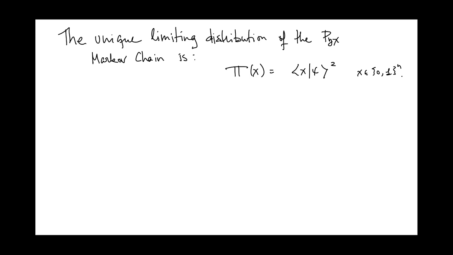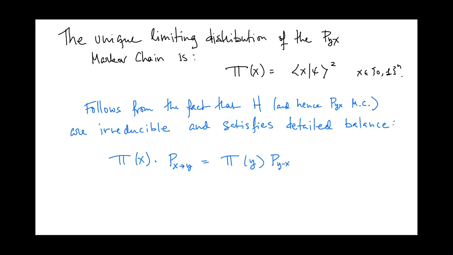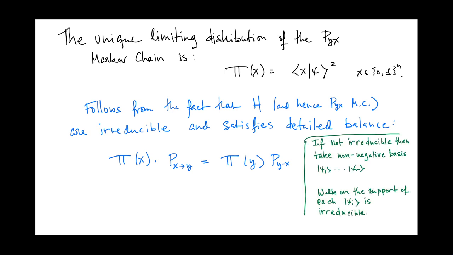Okay, so it turns out that the unique limiting distribution of this Markov chain is the amplitude squared. And this just follows from the fact that we started by assuming that H is irreducible, and it's not too hard to check that it actually satisfies detailed balance. So the probability of moving in one direction along an edge is the same as going backwards. And if it's not irreducible, then we can take our non-negative basis, and the walk is supported on each of these individual sets. If I have a non-negative basis and it's orthonormal, the supports are disjoint, and this Markov chain is defined on each separate connected component. And so each of these states defines a connected component, and it's a random walk on that.